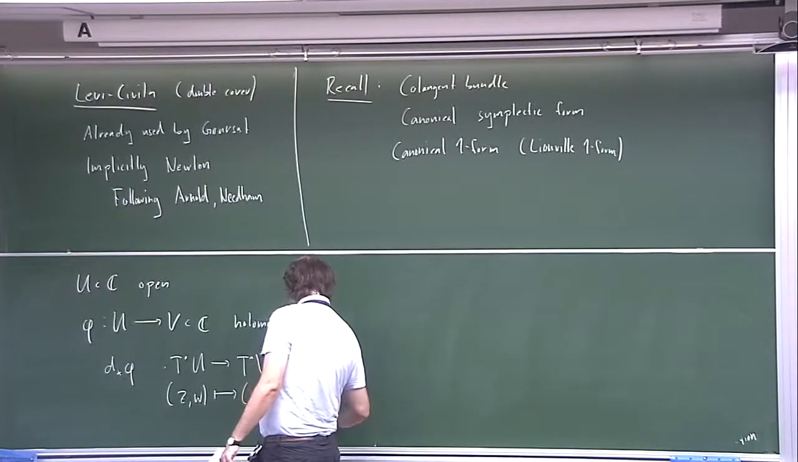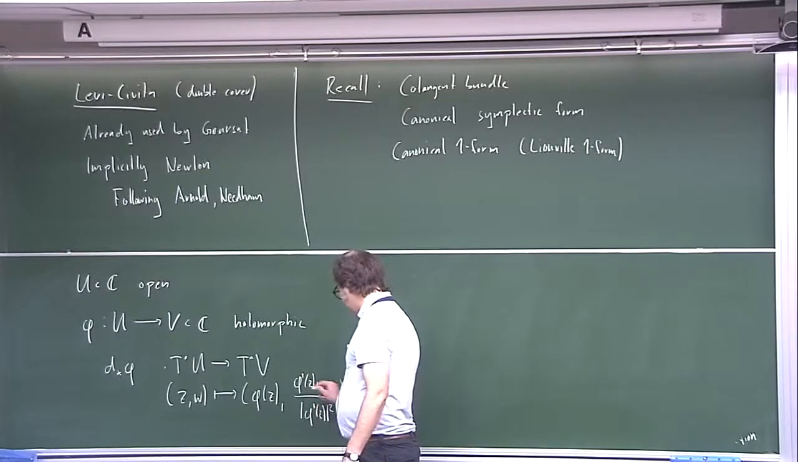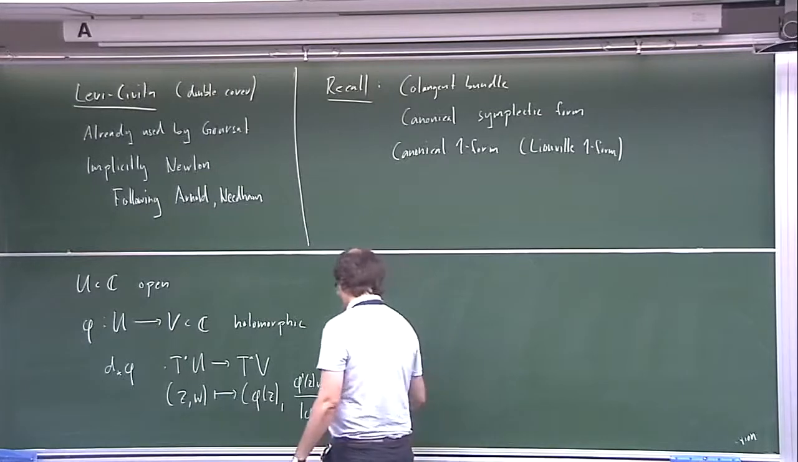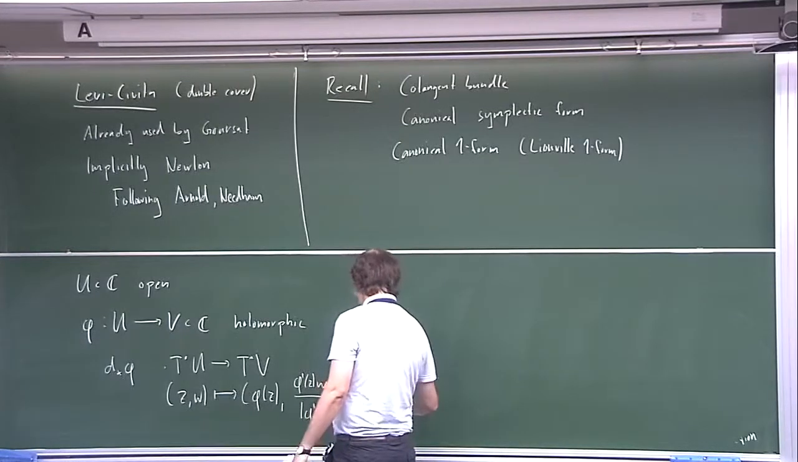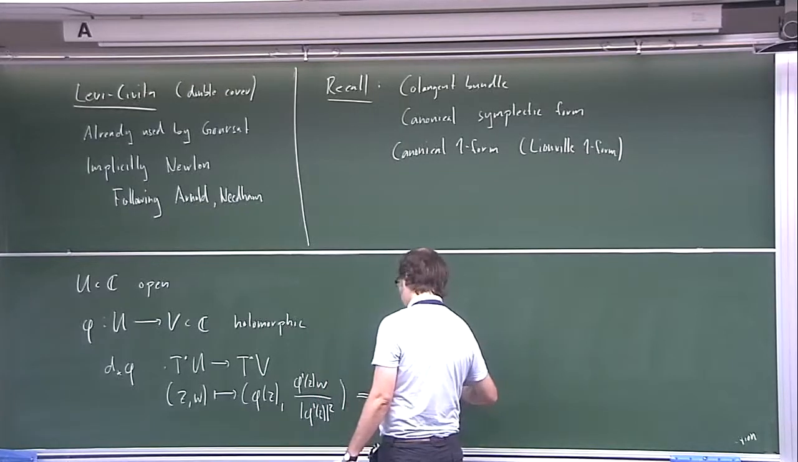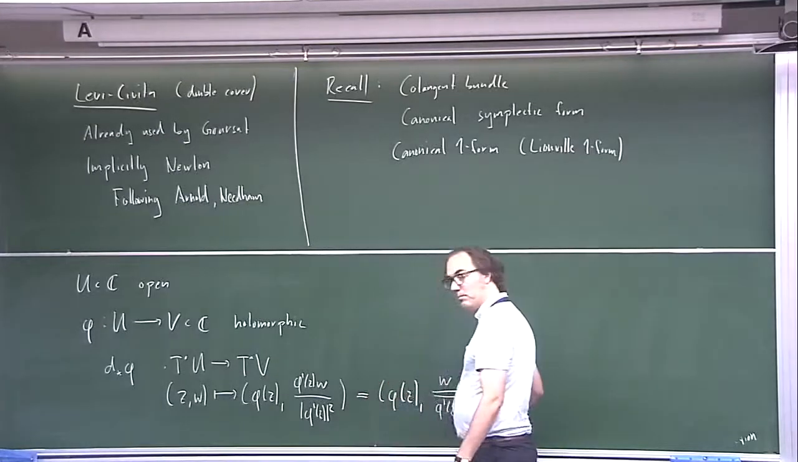defined by phi prime of z, squared. So this is a complex number, so this is just complex multiplication, or equivalently I can write this as phi of z, w divided by phi prime z bar, and bar is complex conjugation.